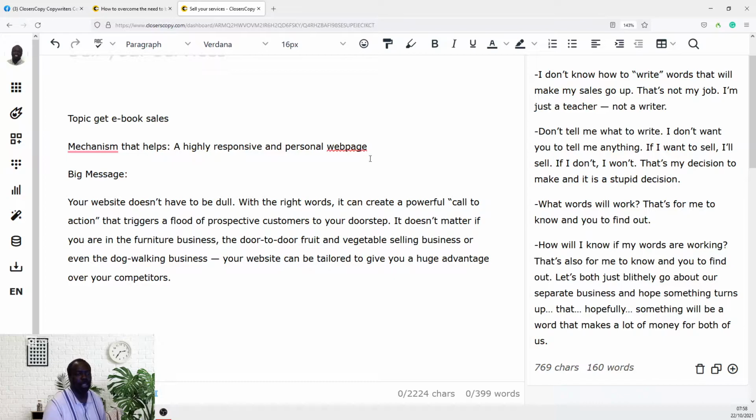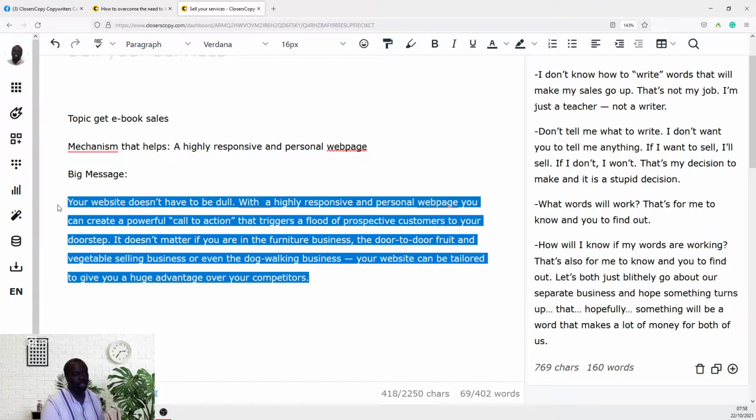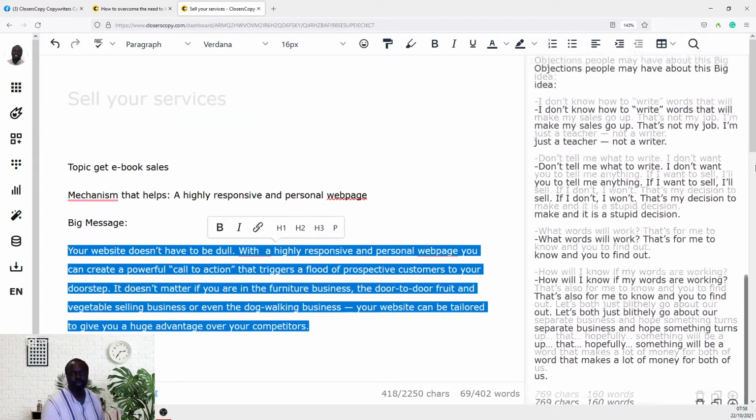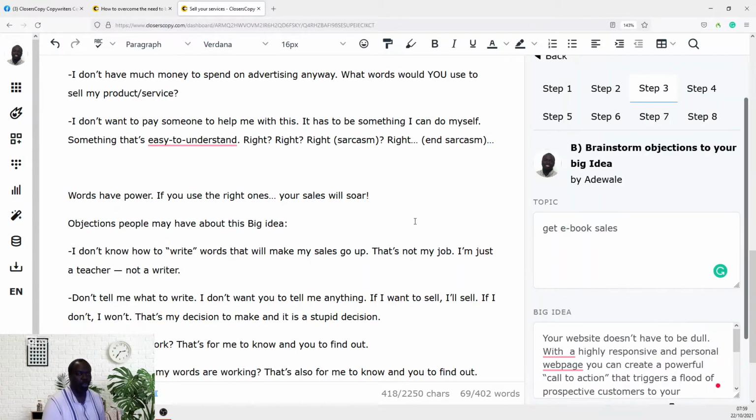Right, I would actually like to add this: with a highly responsive and personal web page. I'm going to change that here. With a highly responsive web page, you can create, let's just see what that would do, and then we'll move on to the next bit. Hopefully you get the point with that one.